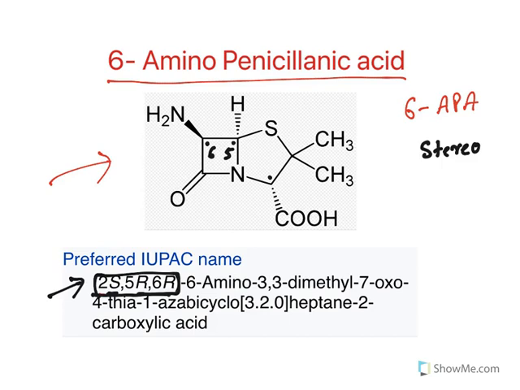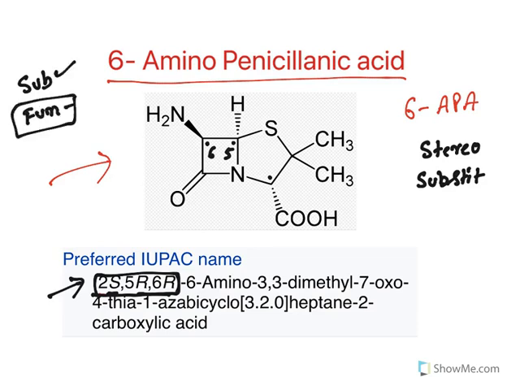Now after that you need to explain about substitutions. Now understand the difference between substitution and functional group. The most reactive group is known as the functional group, the remaining are all considered as substitutions. Now see what all substitutions you have. You have an amine substitution, methyl substitution and a keto substitution. So amine is there, keto substitutions are known as oxo, and then methyl substitutions are there.